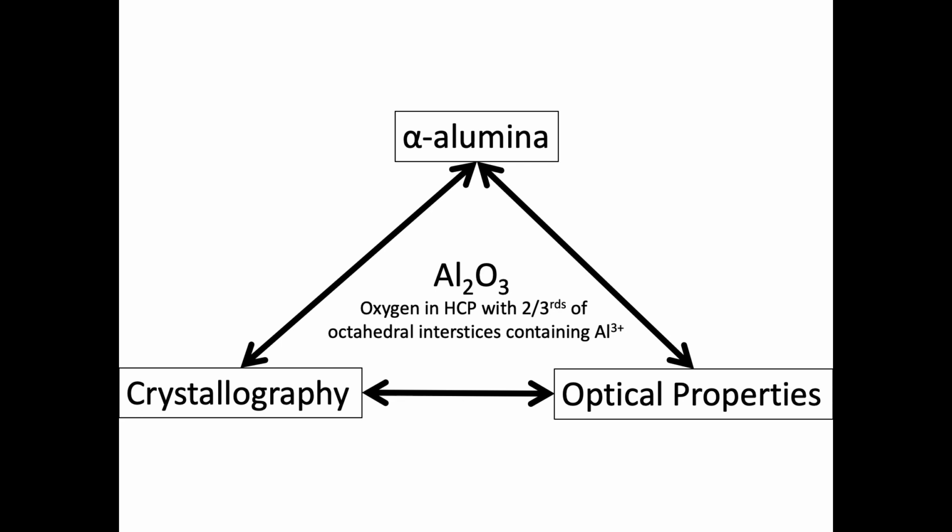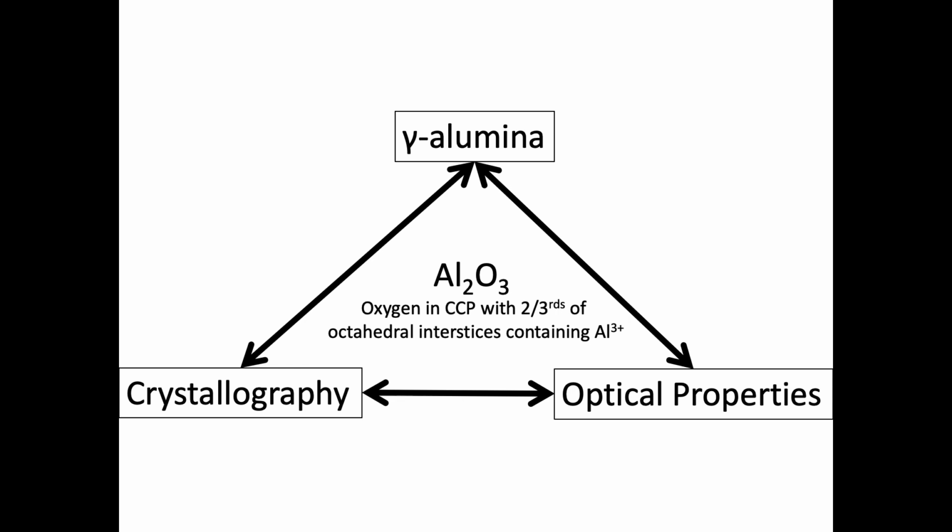However, not so when we introduce gamma alumina. And this is actually only a structural change. The chemistry here is exactly the same, but what has happened is instead of having oxygen in a hexagonally closest packed arrangement with 2/3 of the octahedral interstices containing aluminum, in this case gamma alumina has oxygen in a cubic close packed arrangement. This means that gamma alumina actually exists in an entirely different space group of F 4 over D 3 bar 2 over M. And this difference has important implications for our material's properties.